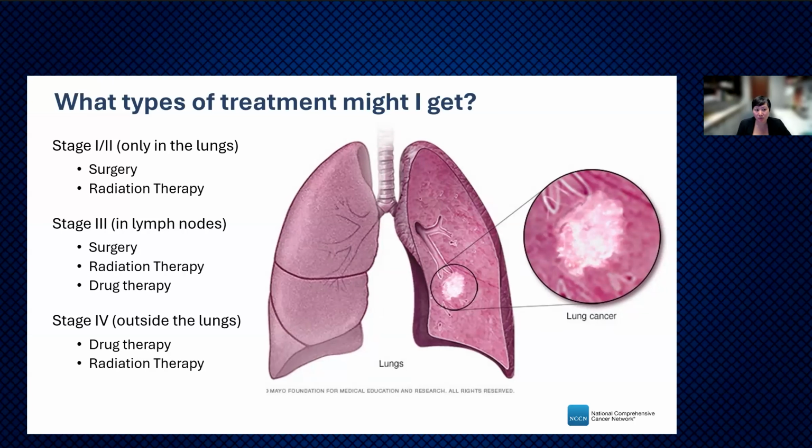Stage 3 is when it's in the lymph nodes. Then there's lots of different options. Often it's a combination of multiple treatments: surgery, radiation, and drug treatment. And you'll hear from my colleague Elsa Luce, who's a specialist in delivering drugs and different types of drugs for lung cancer. And then when it's stage 4, meaning it's outside of the lungs and in the lining of the lung, then we're really looking at using drug treatment to get control of the cancer. And then we may spot weld things with radiation directed at different spots, and we will talk a little bit about that.